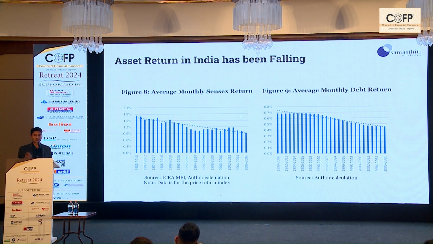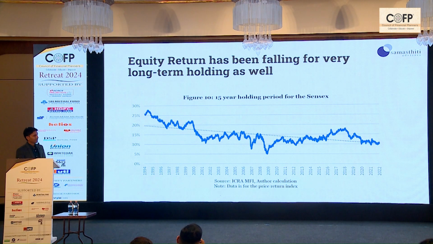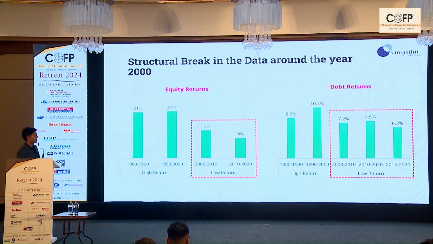We now have a much better handle on inflation. But essentially, this is a problem. Many times when I have tried to position this data that asset returns have been falling, there is generally a counter view that as long as you're a long-term investor, you will still make very good returns. That's not really true, because even if you look at a 15-year holding period for Sensex, it still shows a very consistent declining trend. So we have baked into the analysis that asset returns are declining because they are declining.